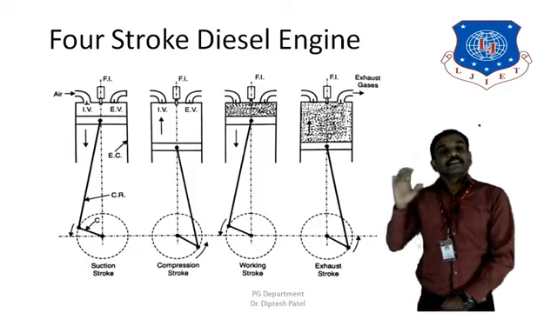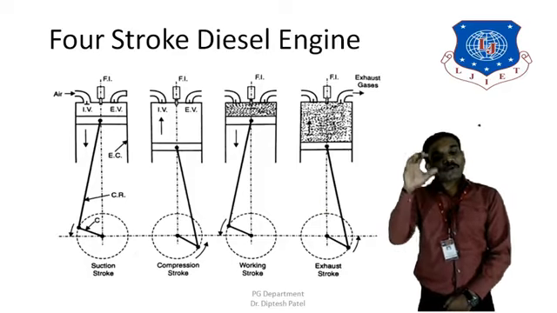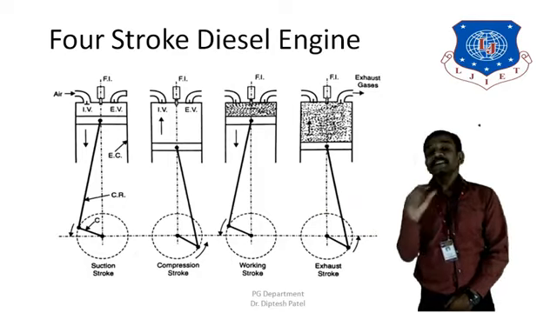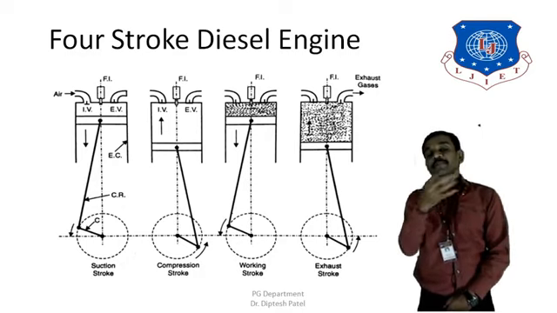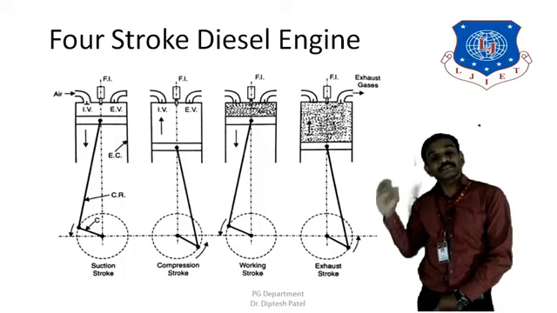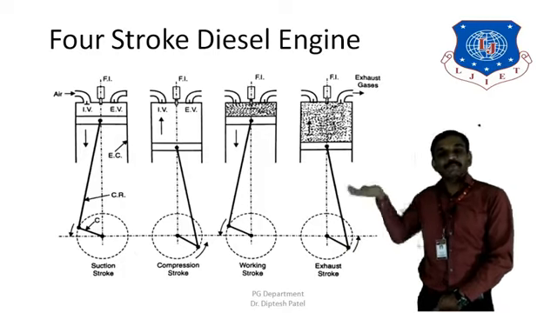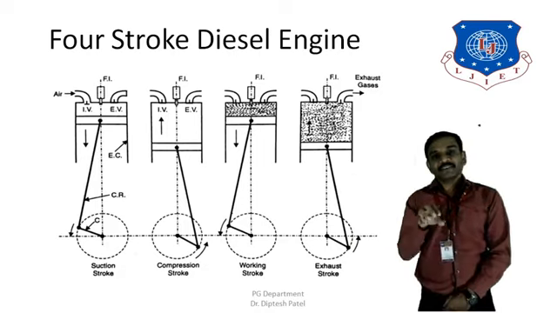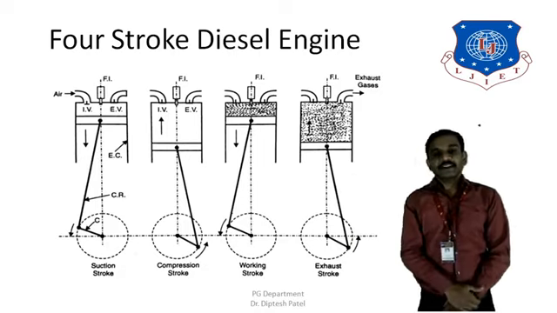At first the piston moves from TDC to BDC. At that time the inlet valve remains open, so just fresh air comes from the atmosphere and enters the cylinder. In the second stroke you can see the piston moving from BDC to TDC, which compresses the air. Then the fuel is injected.